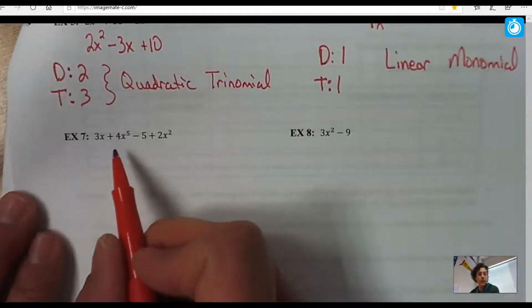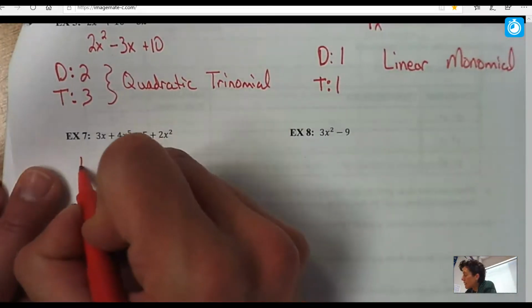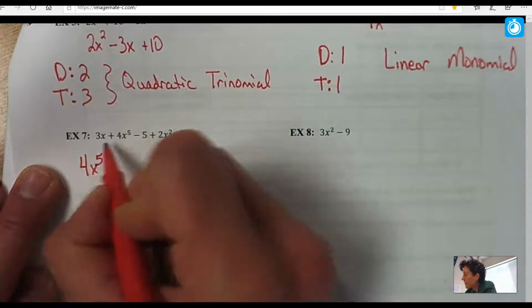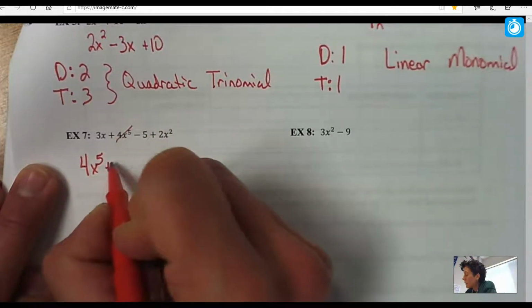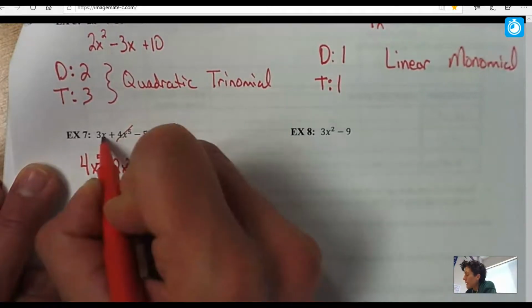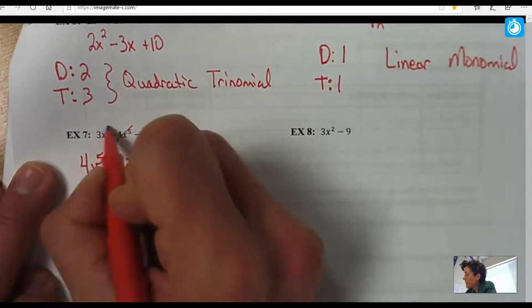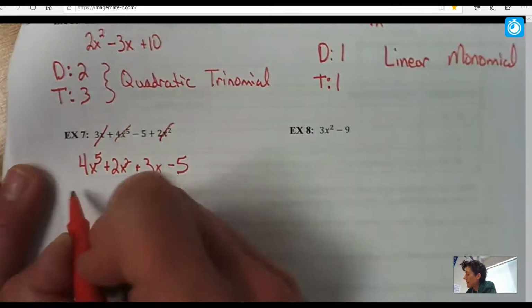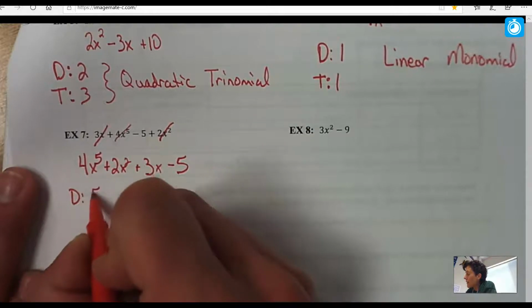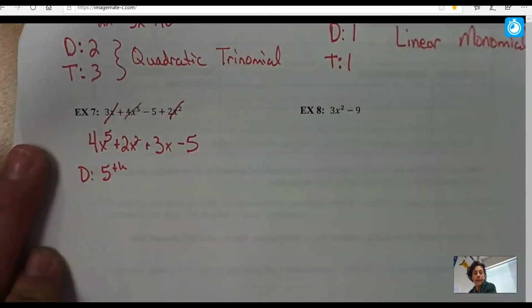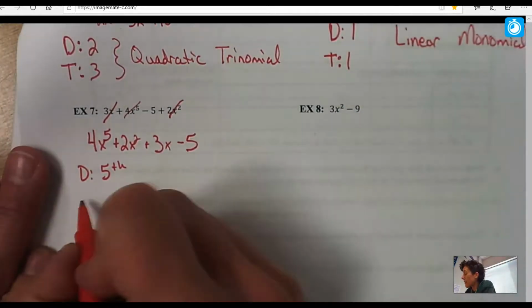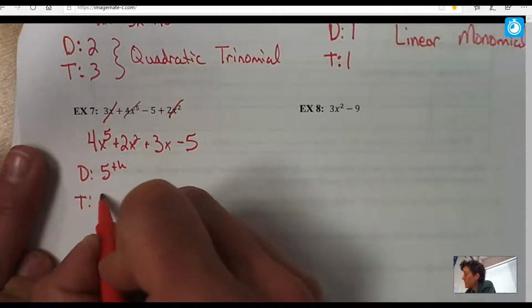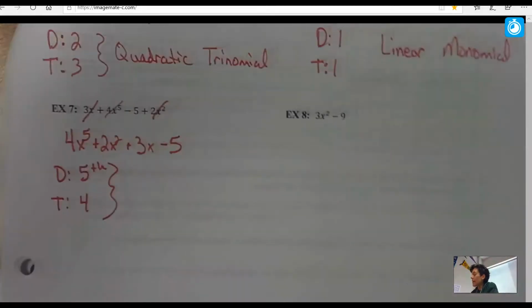Next one. So I start with my highest degree first, so x to the 5th, and then I notice I have a plus 2x squared, and then I'll put the plus 3x, and then I'll finish it with the minus 5. So again, the degree, this is a 5th degree. This time I wrote 5th, I could just write a 5. And the number of terms is 4. So if I give this a name, we should probably add that here.